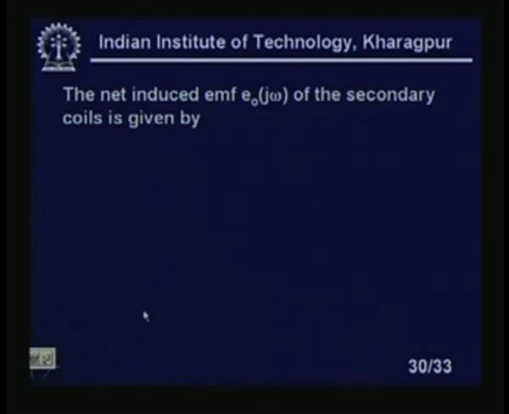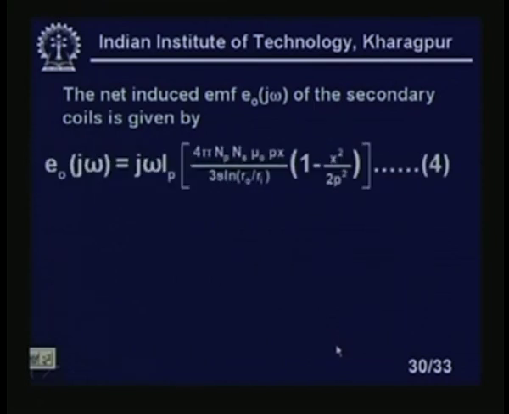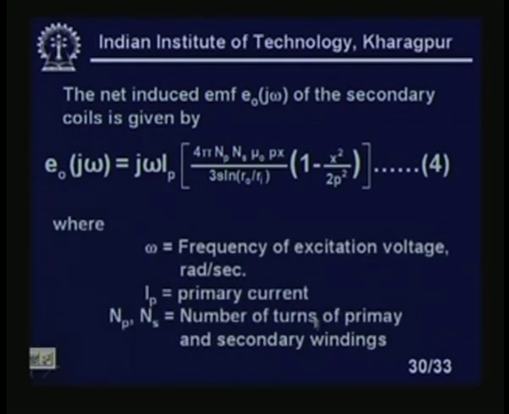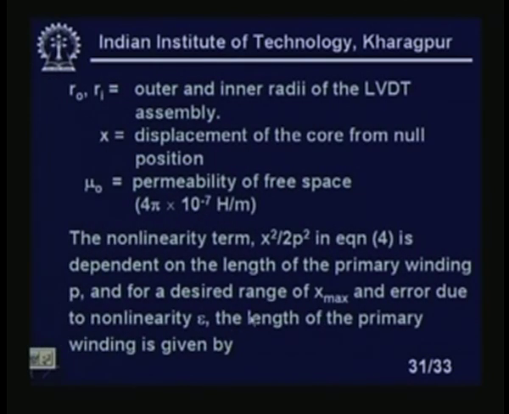Now, the net induced EMF of the secondary coil is given by this: E = j omega I_p 4 pi n_p n_s mu_0 p x upon 3 s ln(Ro/Ri) times (1 minus x square by 2 p square), equation number 4, where omega is the frequency of the excitation voltage in radians per second, and I_p is the primary current. n_p and n_s are the number of turns of the primary and secondary windings, and Ro and Ri are the outer and inner radii of the LVDT assembly. x is the displacement of the core from the null position, and mu_0 is the permeability of free space, 4 pi times 10 to the minus 7.